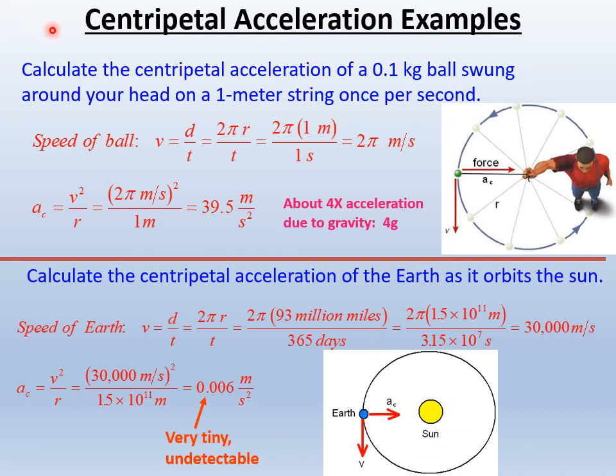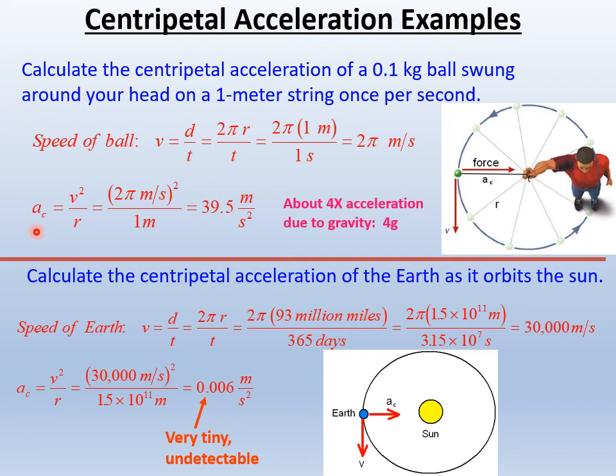Let's go ahead and look at a couple of quantitative examples with numbers in them for centripetal acceleration. So the first one here is, we'll consider this situation again where we're twirling the ball around our head on a string like this. Calculate the centripetal acceleration of a 0.1 kilogram ball swung around your head on a 1 meter string once per second. So, this ball is going to be going around something like this, right? Once per second.